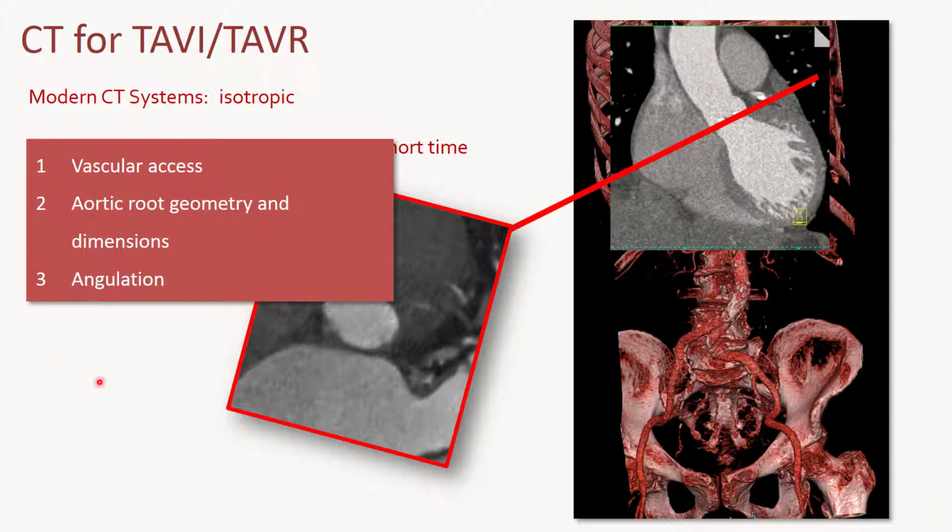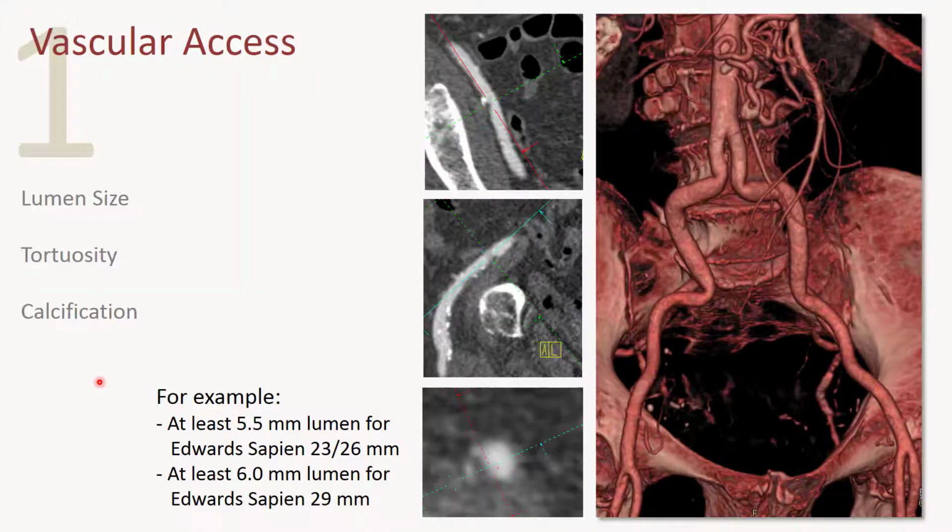First of all, vascular access. Obviously, we're looking at the size of the lumen, and depending on the prosthesis that you want to implant, there are different levels for the minimum size that is required. For example, for an Edwards Sapien 3 23 millimeter valve, you need at least 5.5 millimeters of lumen diameter. For the 29 millimeter valve, you need at least 6 millimeters of lumen diameter. I have to say that if the vessel is not calcified, somewhat smaller lumina are also acceptable, and we sometimes do balloon angioplasty to dilate the artery to accommodate the sheath. But lumen size is one important aspect that can be exactly measured by CT.